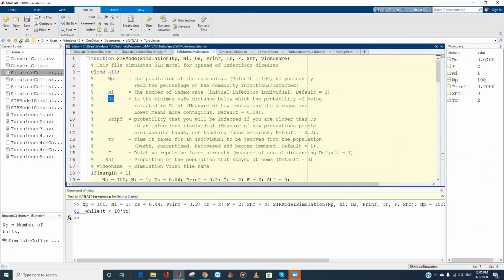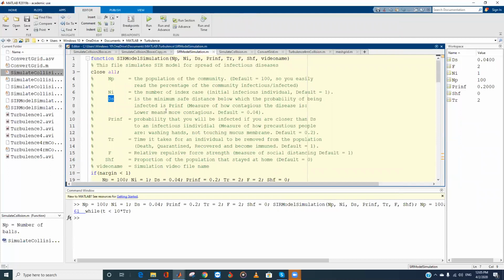Then we have the probability of infection, which is, if you are below that minimum distance, what is the probability of you being infected? This has a meaning. The DS talks about how contagious the disease is. If the DS is large, that means the disease is very contagious, like coronavirus, where 6 feet means it is really contagious. But if you need to come close, like 1 foot, before you get infected, that means that disease is less contagious.